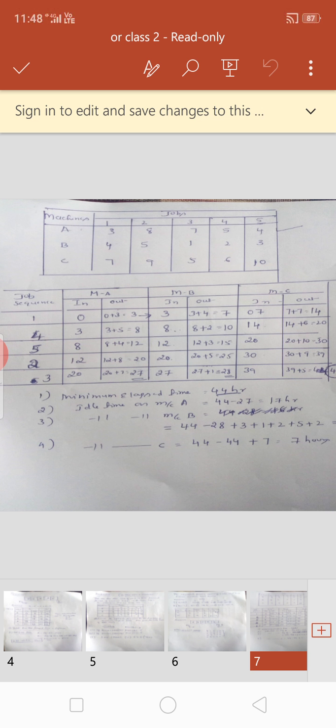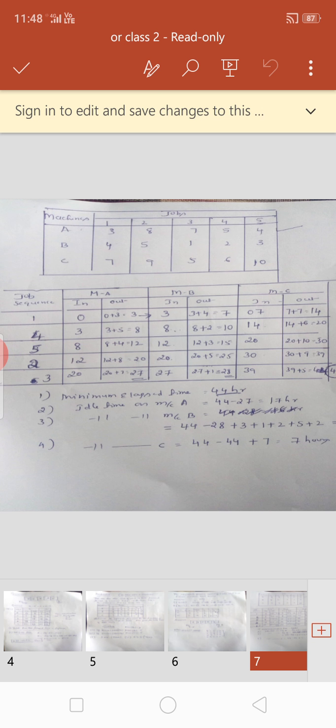Okay, now our sequence order from Johnson's rule is 1, 4, 5, 2, 3. The first job will be performed on the first machine. All 5 jobs need to be performed on machine A, and only then will they be shifted to B and C respectively. Now, obviously the first job's starting time will be 0.